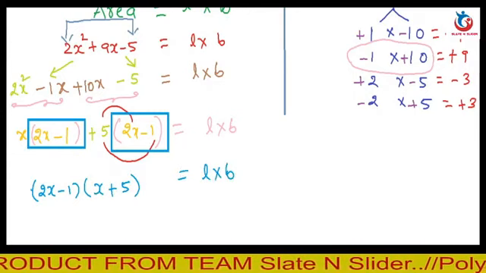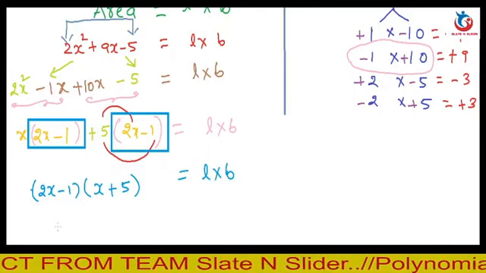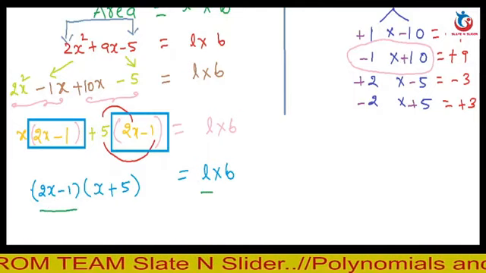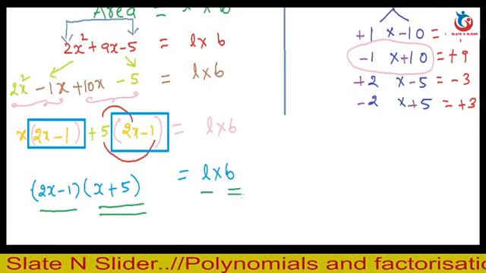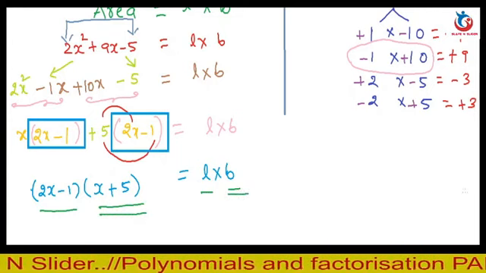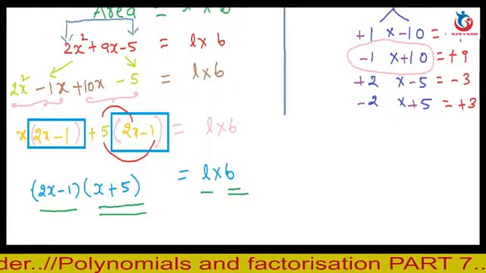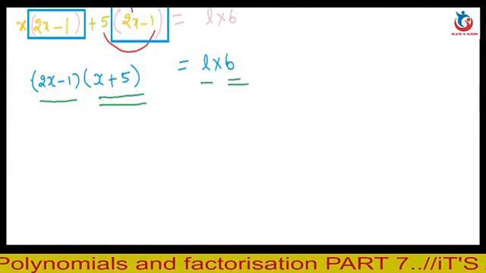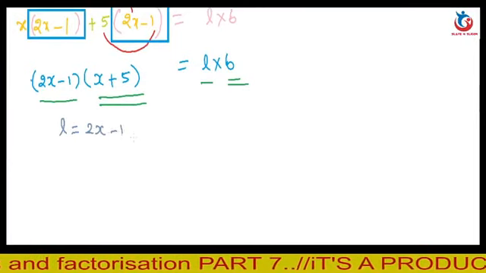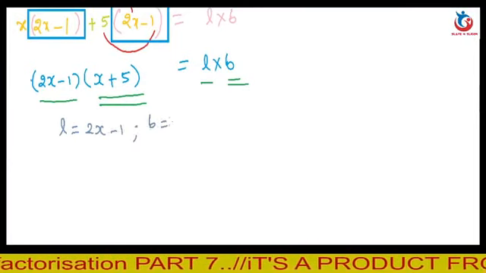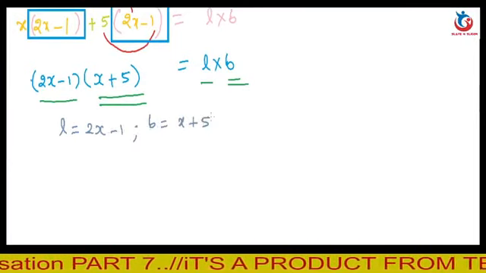Yes. In the next step, we can write L is equal to 2x minus 1. This is L and this is B. Or we can interchange, no problem. So we can write the length L is equal to 2x minus 1 and breadth is equal to x plus 5.